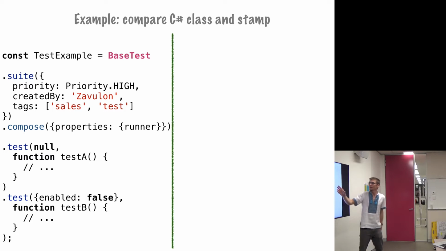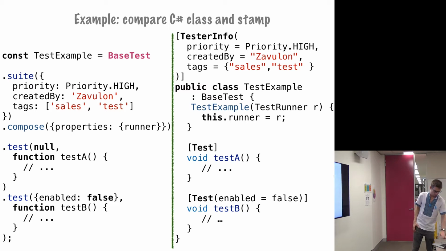Now I'm using this base test from the previous slide. I assign it to test example stamp, and then call .sweet.compose.test.test. Easy. Now let's compare to the C#.